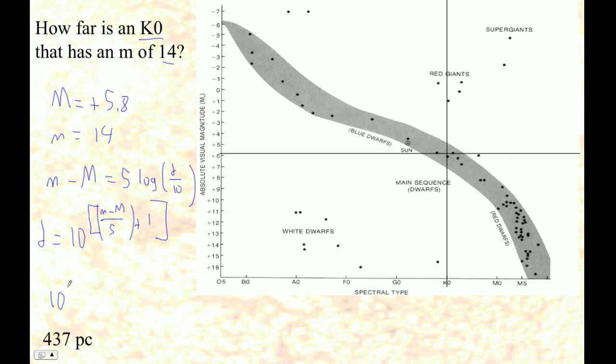So let's go 10 raised to the 14 minus 5.8 over 5 plus 1. All right. 10 raised to the 14 minus 5.8. Oh wait, did I say divided by 5? I haven't yet. Divided by 5 plus 1. Parenthesis. 436.515. Now we probably only have a couple sig figs, so we have to say about 440 parsecs.